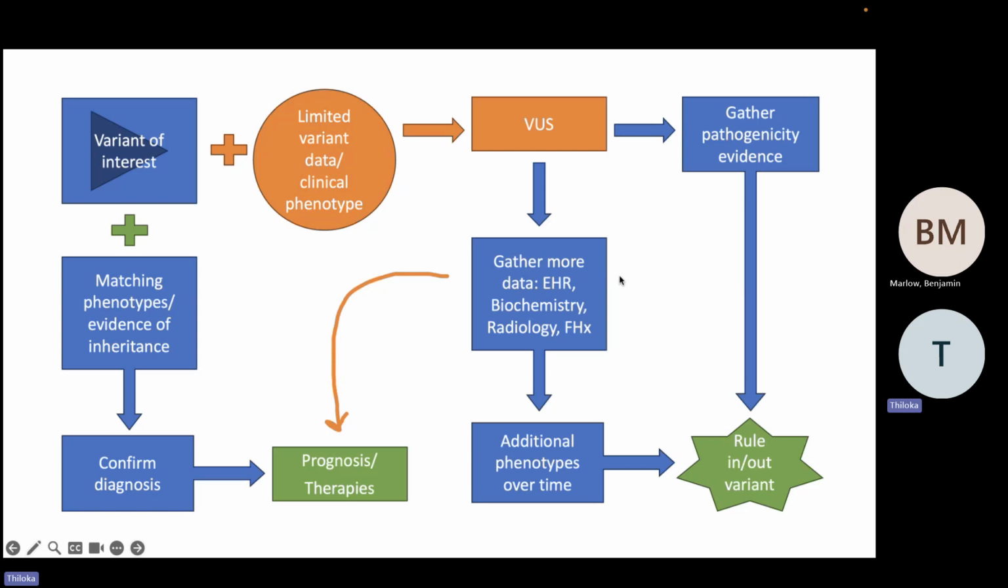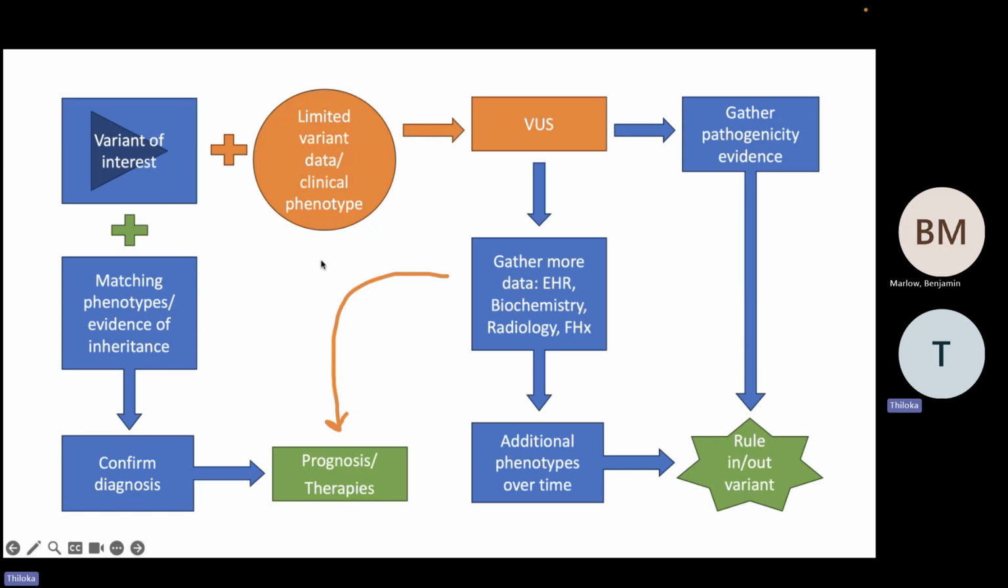That data is from electronic health records or radiology or further family history, or variant data, so pathogenicity evidence, whether that's functional studies or matchmaking type studies with other international colleagues. It might also be a case of time, because children who are being sequenced may not have those phenotypes in place for us to have that full picture.